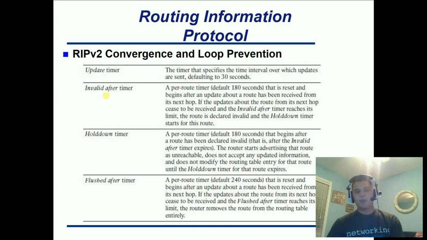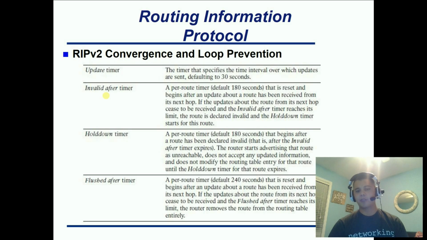After 180 seconds happens, we will move into the hold down timer now. Now this is a whole new timer, and we have 180 seconds after the invalid after timer. What happens is once I reach the hold down stage, I'm going to start advertising that route that I didn't hear for 180 seconds as unreachable. And I'm going to lock down the routing table. And this is where I'm going to see in the routing table, route is possibly down. All right, I have more on that. I have more slides on that.